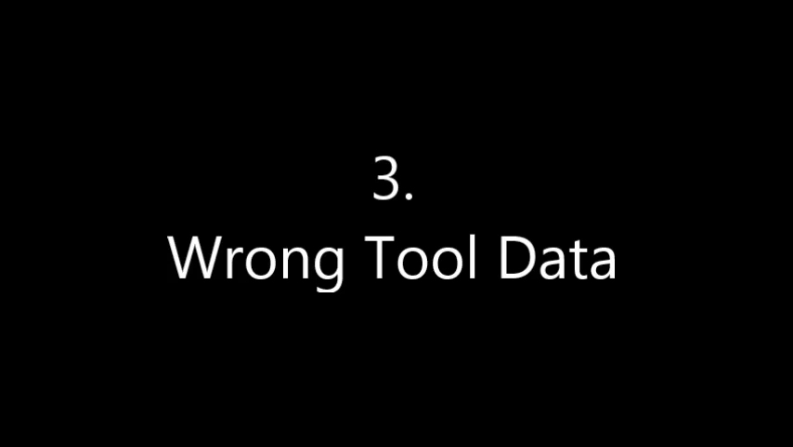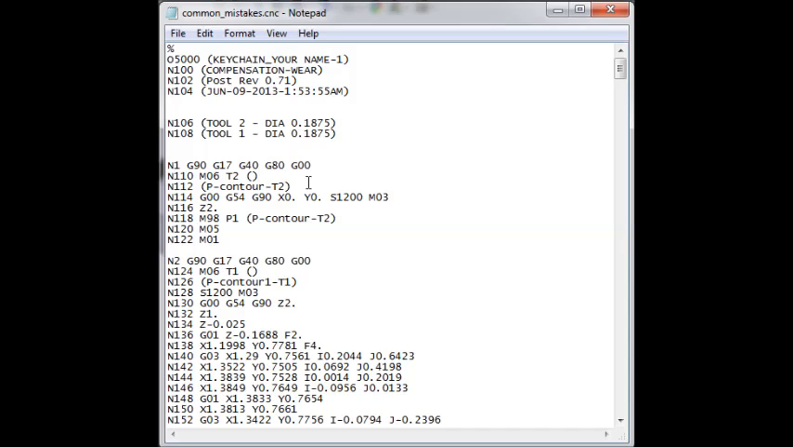A third common mistake is not changing the tool data to the correct values. This will show up in your code as incorrect spindle speeds, feed rates, and tool diameters in the areas highlighted. These values should match the ones given in your lab manual for the mill that you're using.